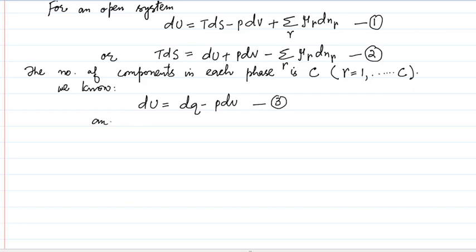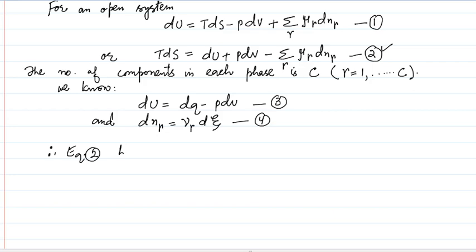And from the previous knowledge, we know this change in number of moles of the gamma component can also be written as the stoichiometric coefficient of the gamma component and extent of reaction d zeta. This is equation 4.